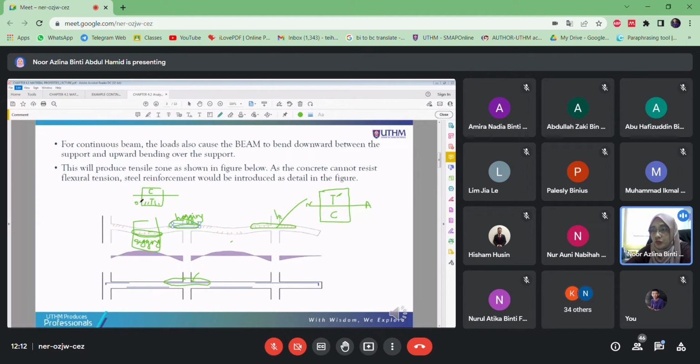So that's why we provide the reinforcement between the support to the support, at the bottom one. At the intersection of the column here, because the top one becomes the tension area, the weakest part of the beam cross section, we provide the reinforcement at the top one here.